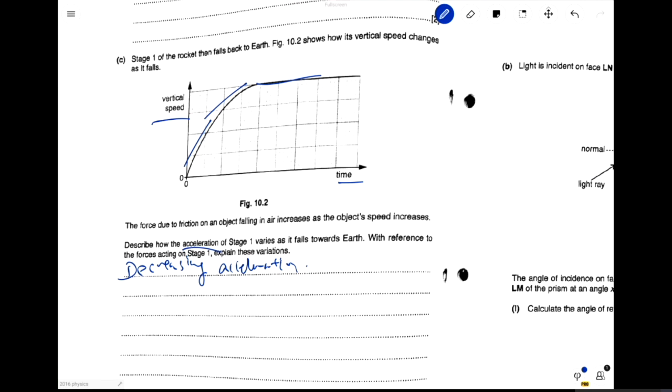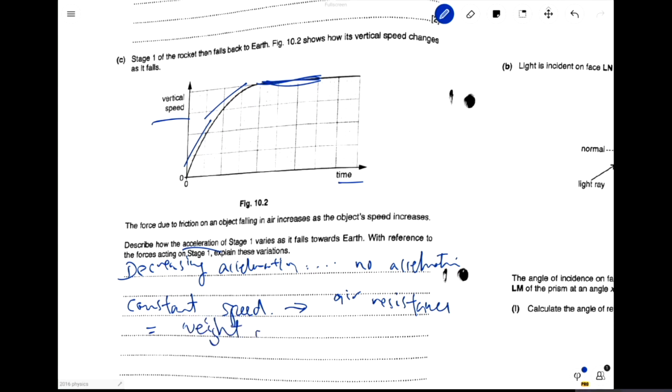Okay, so there is decreasing acceleration. It's basically dropping down until it hits a constant speed. Until no acceleration, and therefore constant speed. Why? Because of air resistance. So the resultant force. Okay, so this constant speed happens when the air resistance is equal to the weight of stage 1.